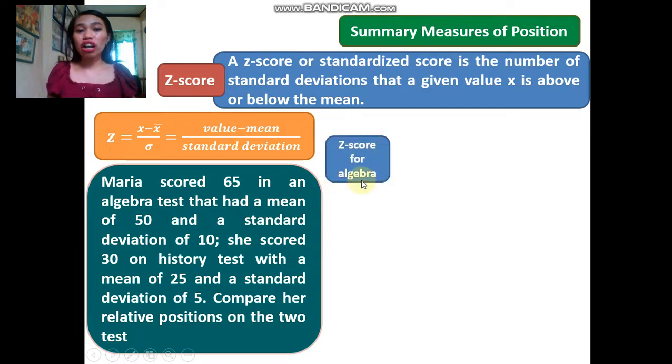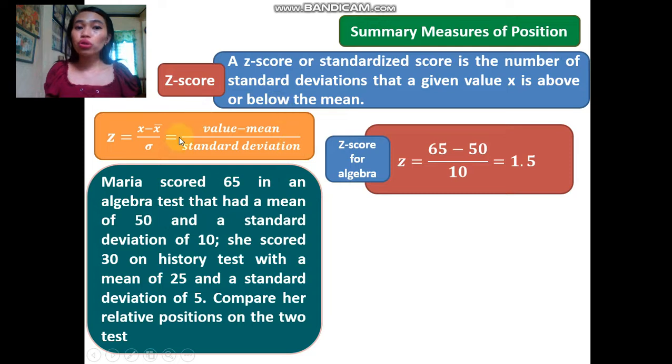The z-score for algebra is, so you use this formula, and since you have the givens, you just substitute or plug them in. So x, which is the value 65, minus the mean, which is 50, all over 10, which is our standard deviation. So the answer is 1.5. The z-score for algebra is 1.5.